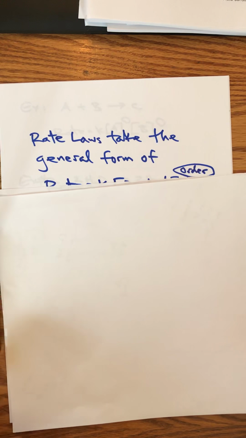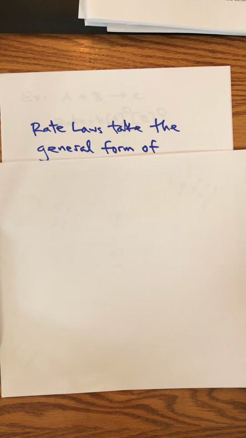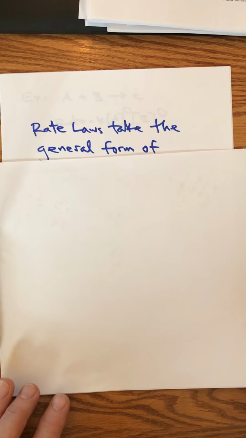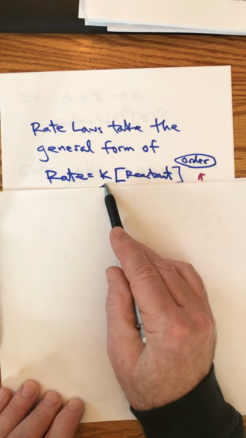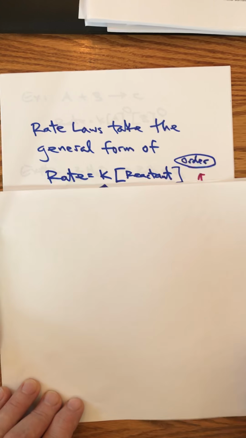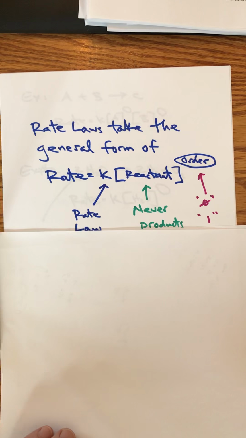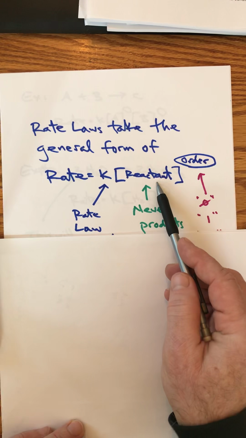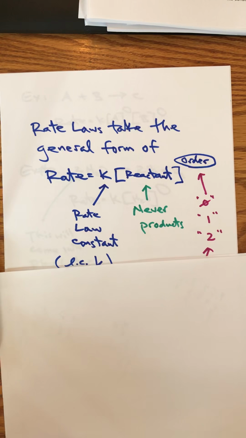So, the general form for a rate law that you are responsible for determining based on a series of data: you say the rate is always equal to some constant K times the concentration of the reactants to some order. Your job is to figure out that order. Notice, concentration of the reactants. Changing the concentration of the products is not going to affect the rate of a reaction. The reaction has already occurred.